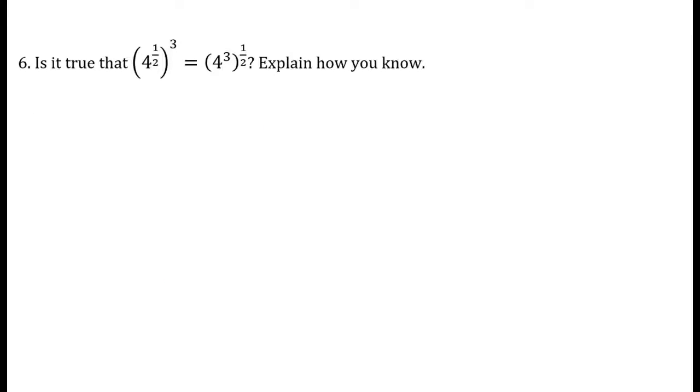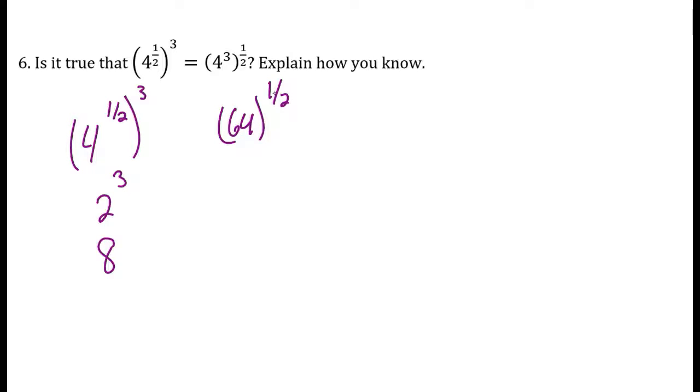Is it true that 4 to the 1/2 cubed equals 4 cubed to the 1/2? Explain how you know. So let's start with 4 to the 1/2 cubed. Well, 4 to the 1/2, that's 2, because the square root of 4 is 2, cubed gives me 8. So this side is 8. 4 cubed, 4 times 4 is 16, times 4 is 64, to the 1/2. Well, the 1/2 power means take the square root. The square root of 64 is 8.